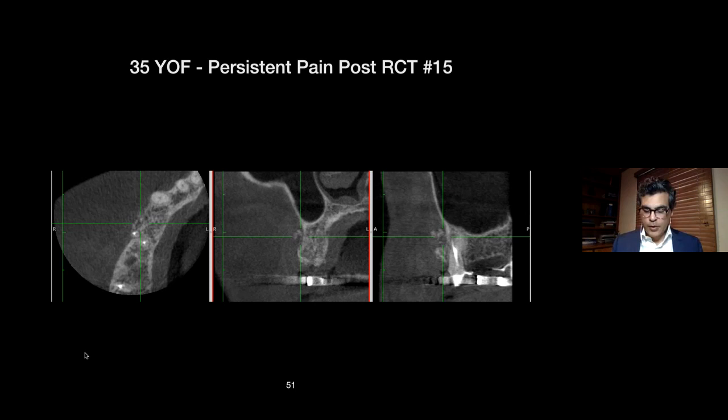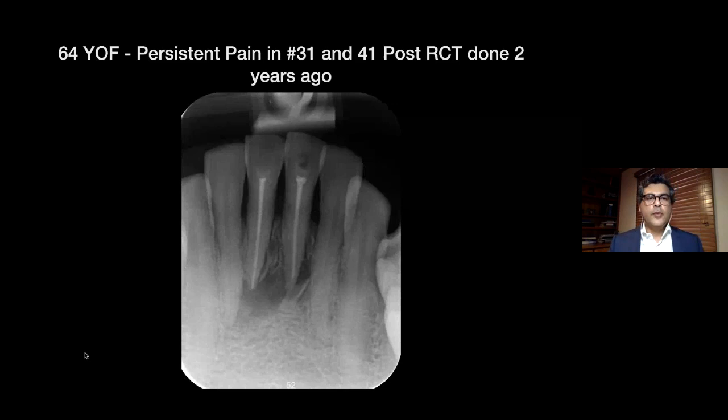Another example of a 64-year-old female, persistent pain in number 31 and 41, post RCT done 2 years ago. So now this is strange. A periapical was taken, and as you can see, both the central incisors have nicely done root fillings, but they have a periapical radiolucency, and there is a radiopacity also in the periapical area of one of the teeth.